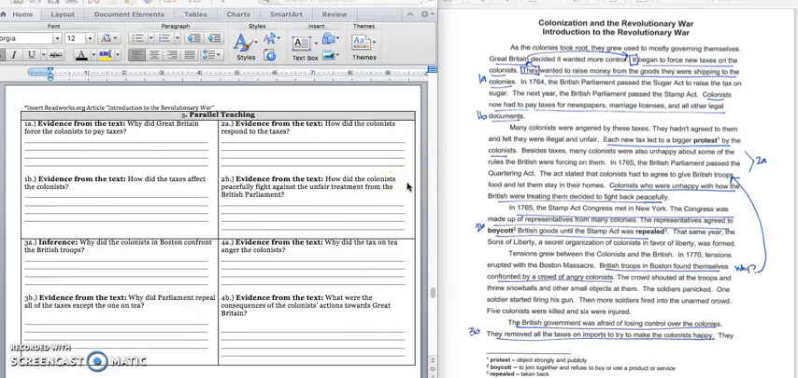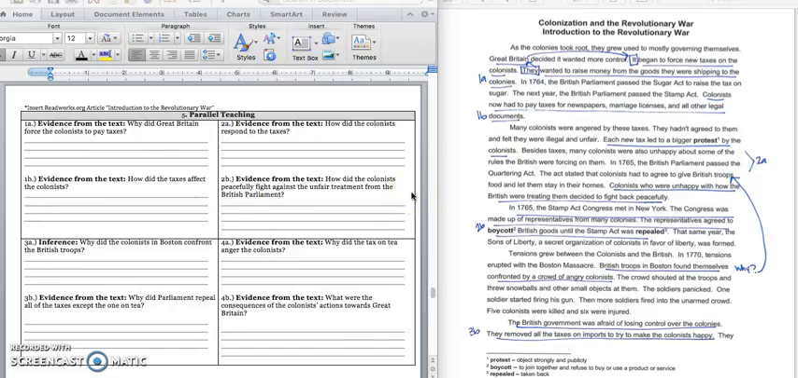How did the colonists respond to the taxes? Well, we know that they were angry and that they continued to protest because they were being treated unfairly by the British government. So in 2A, we would write, the colonists protested the taxes and decided to peacefully fight back against the unfair treatment from British Parliament. Press pause to write down your answer and play when you're ready for box 2B.